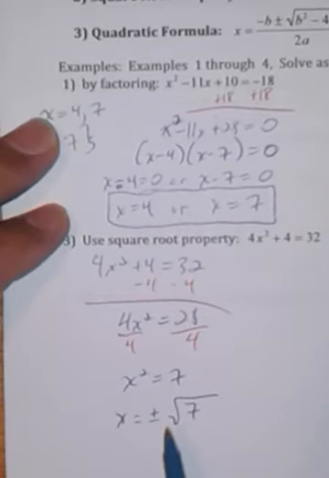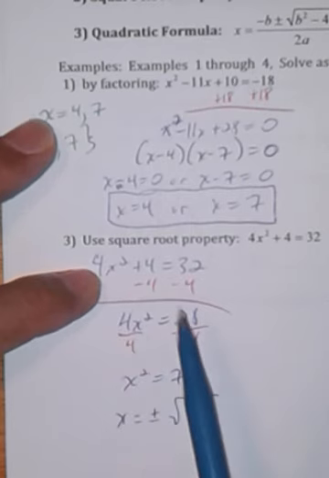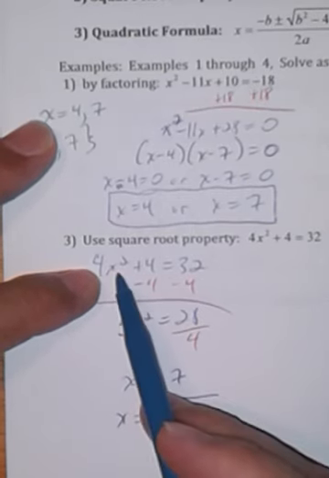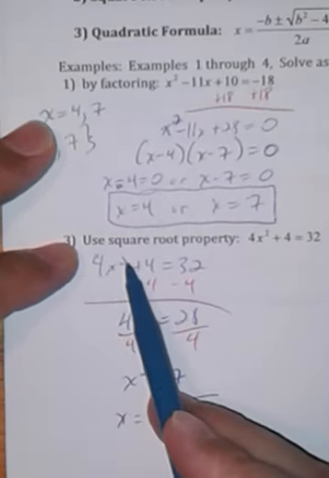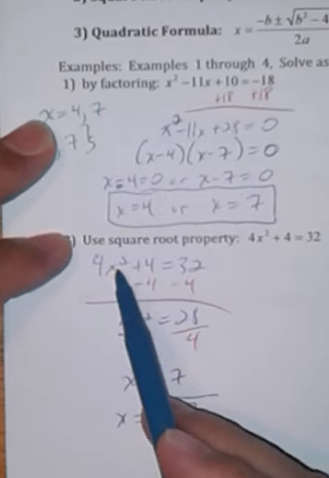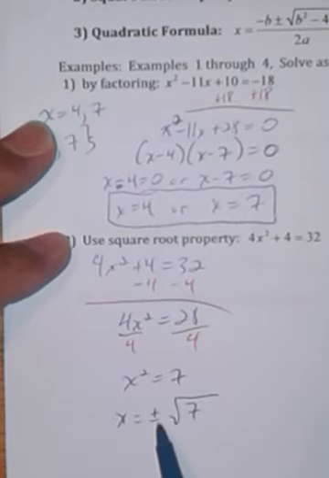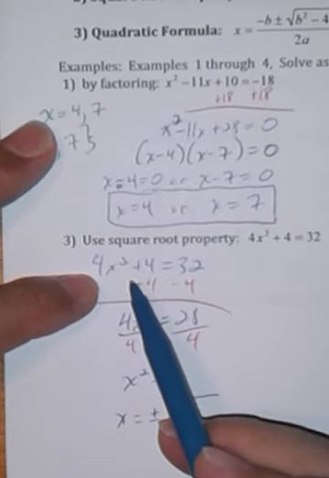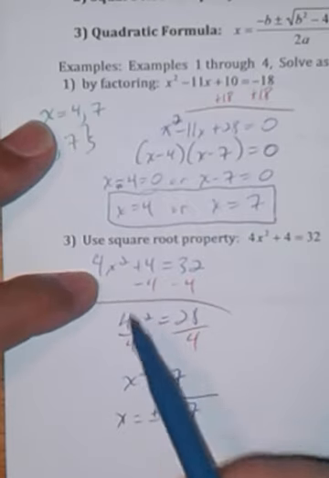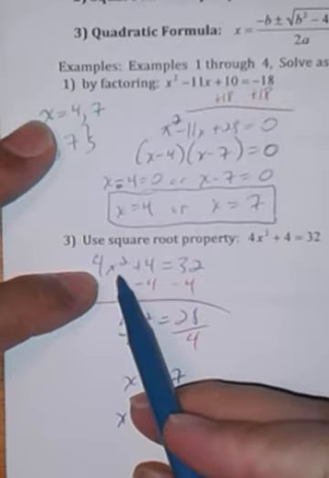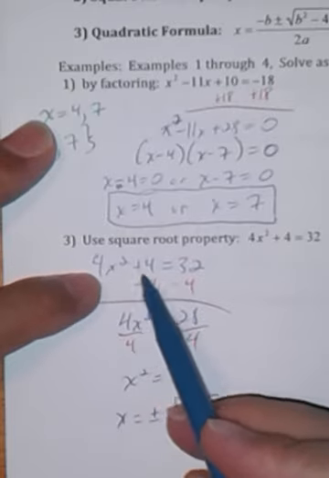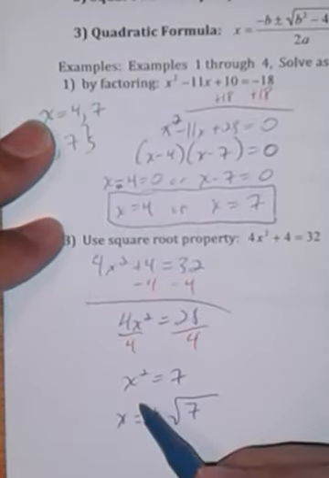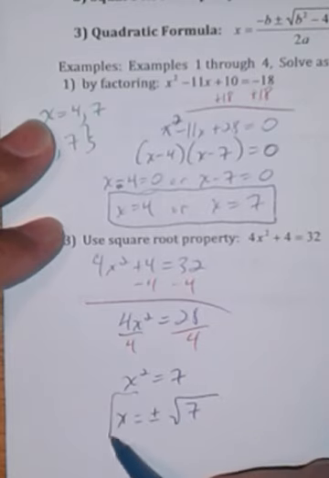All right, so let's check our solutions. So 4x squared. If x is the positive square root of 7, positive square root of 7 squared is just 7. 4 times 7 is 28, plus 4 is 32. If it's the negative square root of 7, the negative square root of 7 squared is also 7, because when you square positive or negative, you get the same answer. And so 4 times 7 is 28, plus 4 is 32. That's our answer. x equals plus or minus square root of 7.